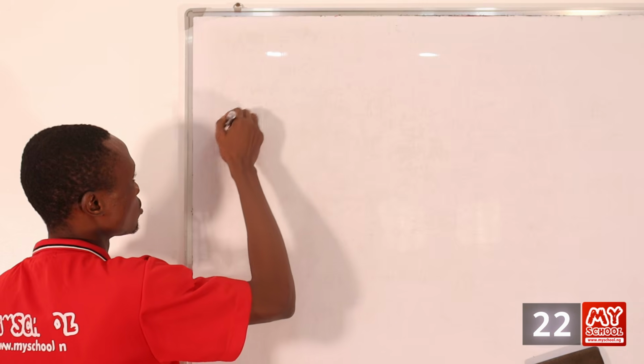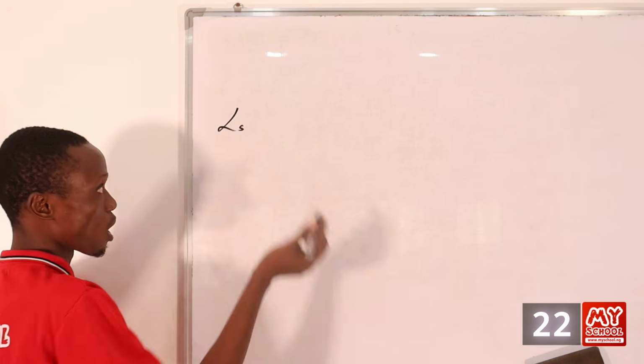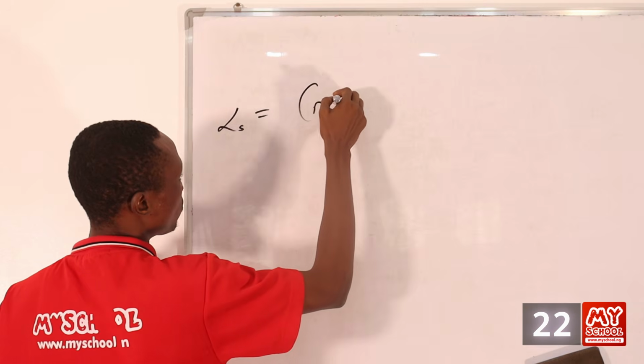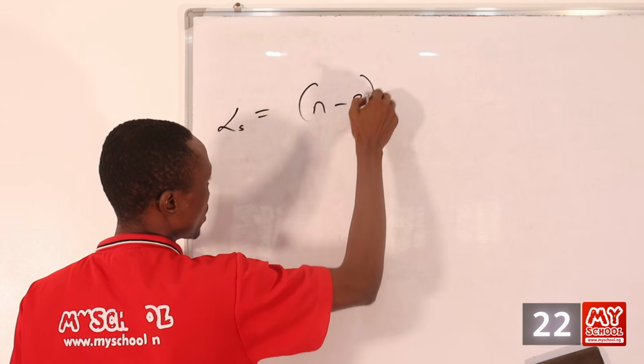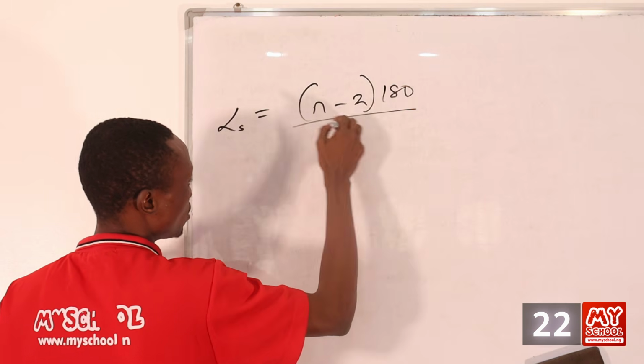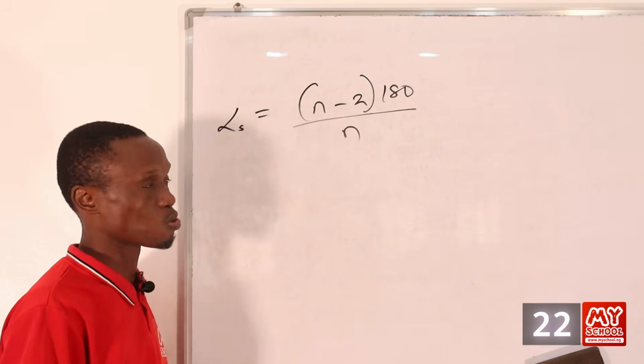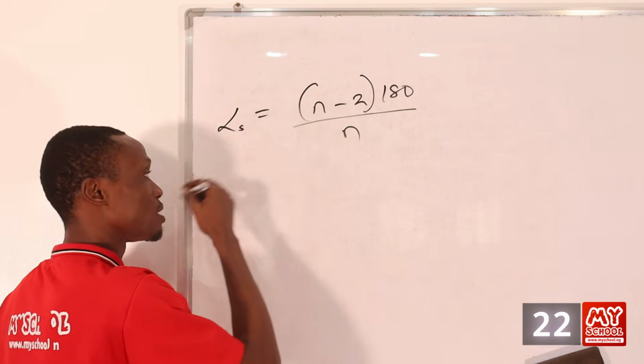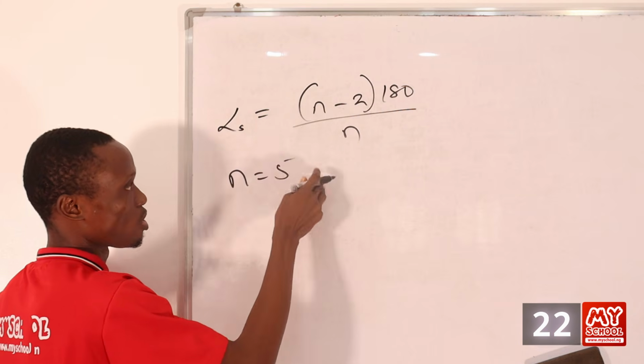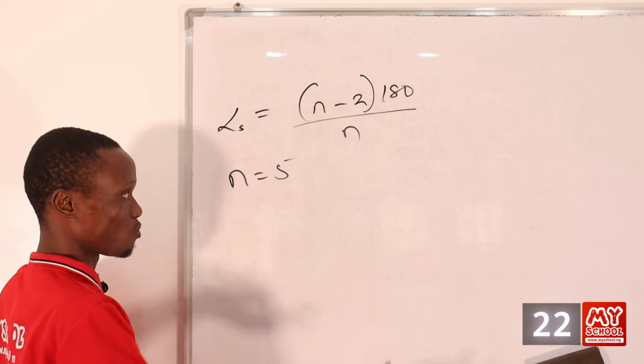So in that case, we just use this. Let's say this is the interior angle, right? So we use (n minus 2) times 180, divided by n. So this will give us the size of the interior angle. But remember that in this question, n is equal to 5. So you just put your n here, and that will give you your answer.